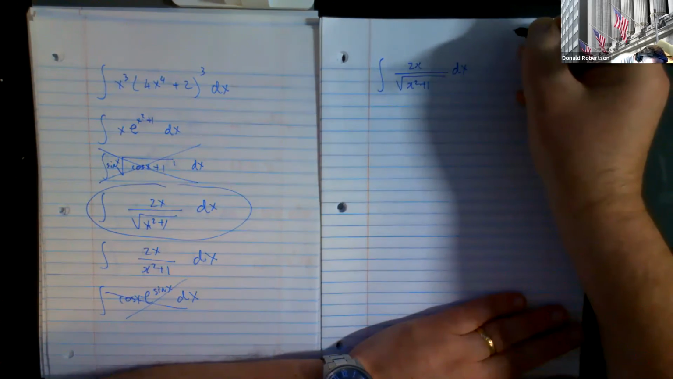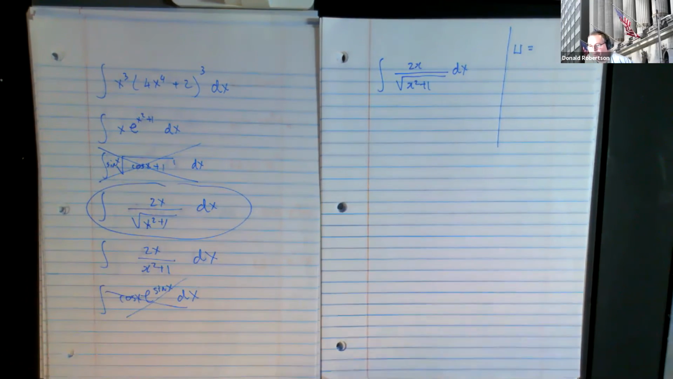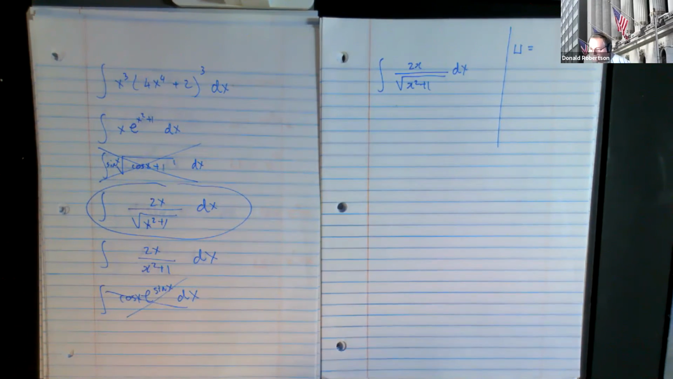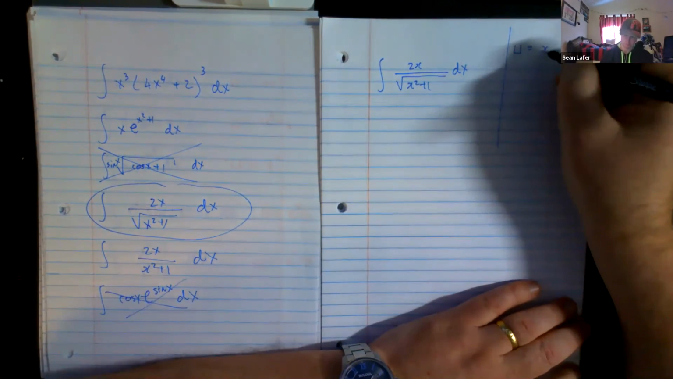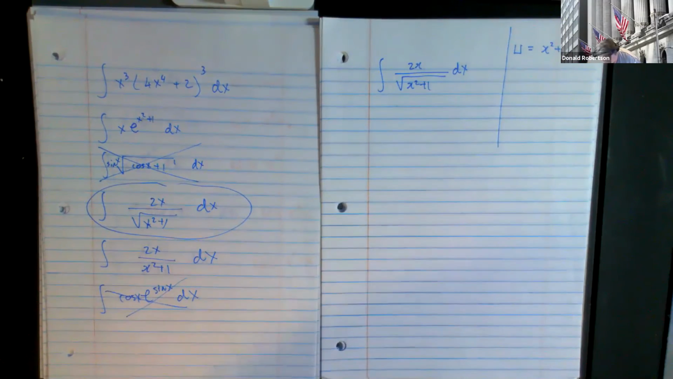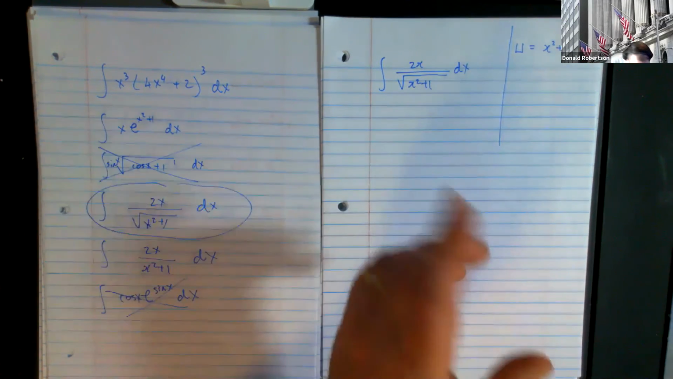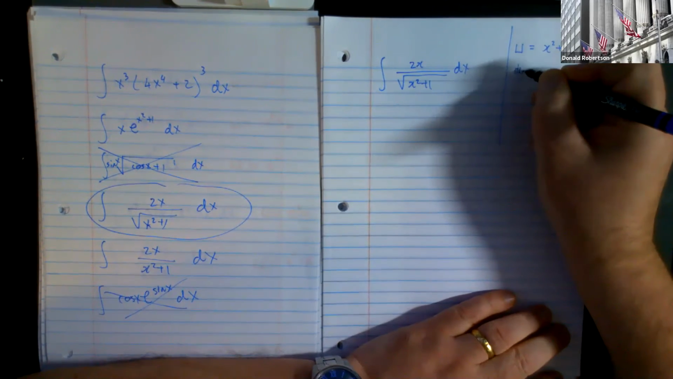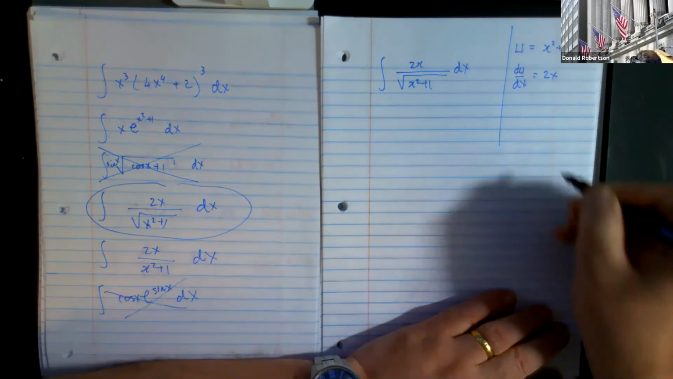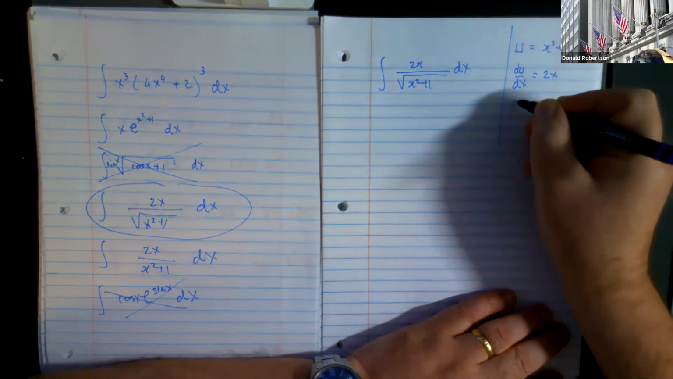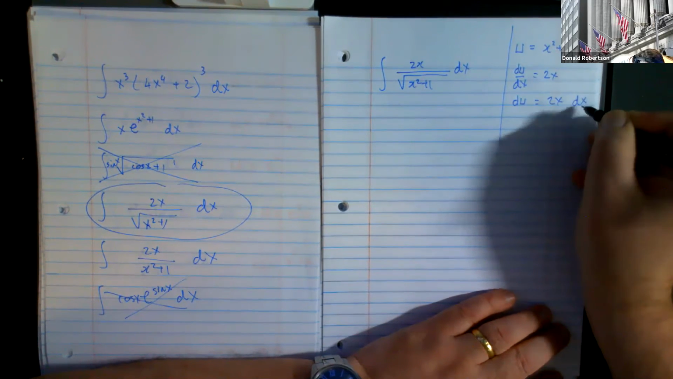So let me remind you of the first question. What is the u sub here? X squared plus 1. Only x squared plus 1. Which is the ugly guy inside the square root. Now, if you differentiate this guy, you get 2x. Right? Differentiate this with respect to x. Do the crossover. And then isolate the dx.